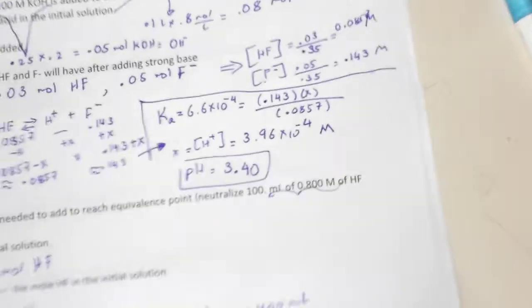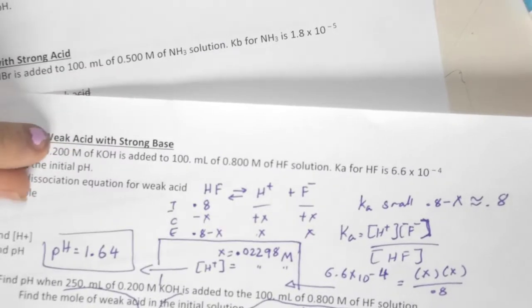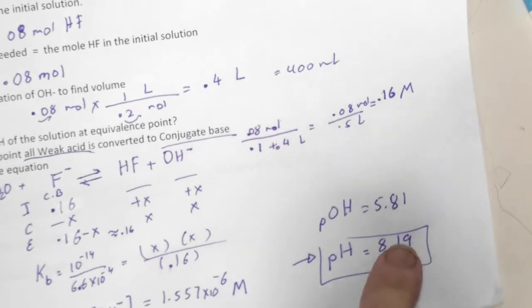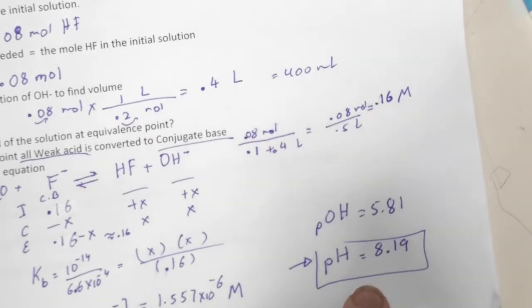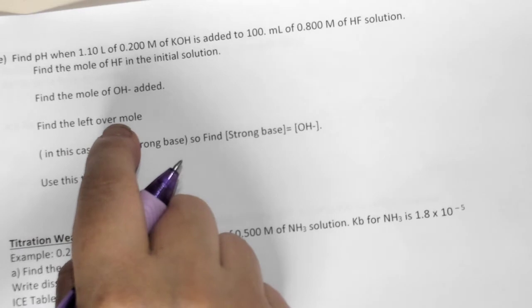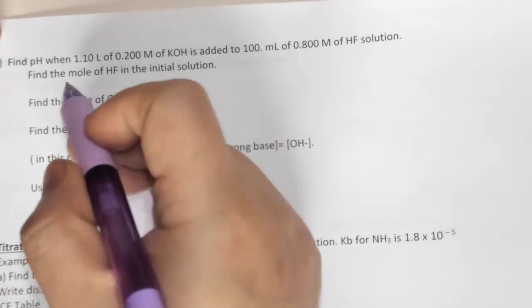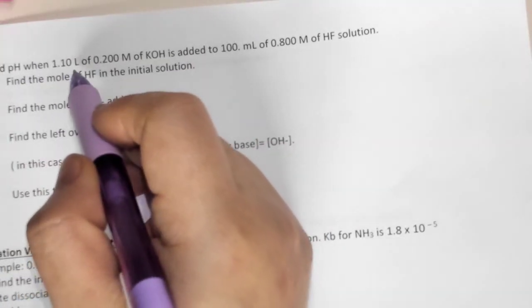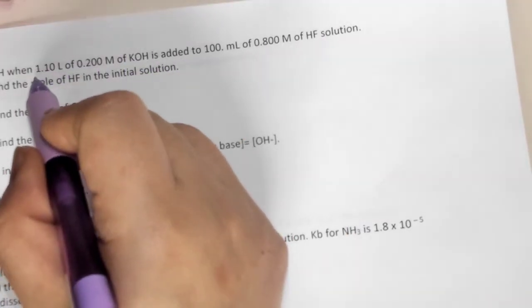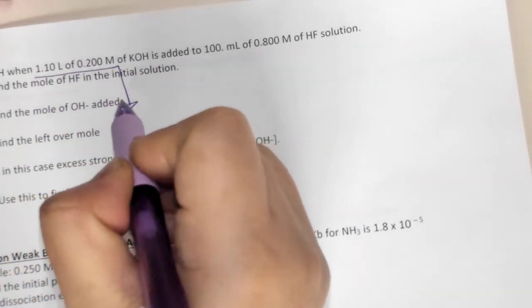Okay, which makes sense. You're titrating a weak acid with a strong base, so your pH is greater than 7, which makes sense because at this point all you have is conjugate base. Okay, let's continue. Part E. What happens when we overshoot it? The idea is the same thing. How are you going to do it? Find the pH when this liter of this molarity is added to this. Same thing, I need to figure out how many moles I'm adding.